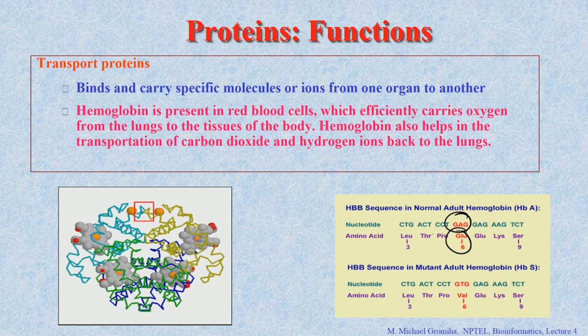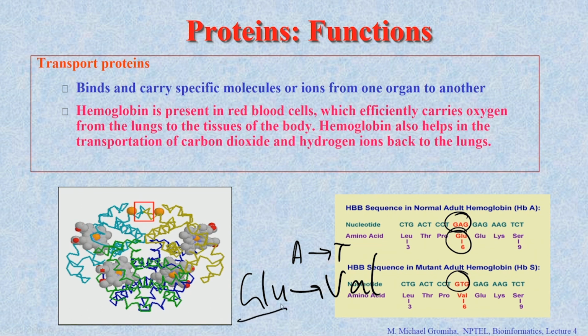For example, here if you see this GAG, right. So GAG codes for glutamic acid, if it is converted to GTG, so A is changed to T, then it changes glutamic acid to valine. So now just now we discussed different characteristic features. Which type of amino acid is glutamic acid? Charged, negative charge, right.